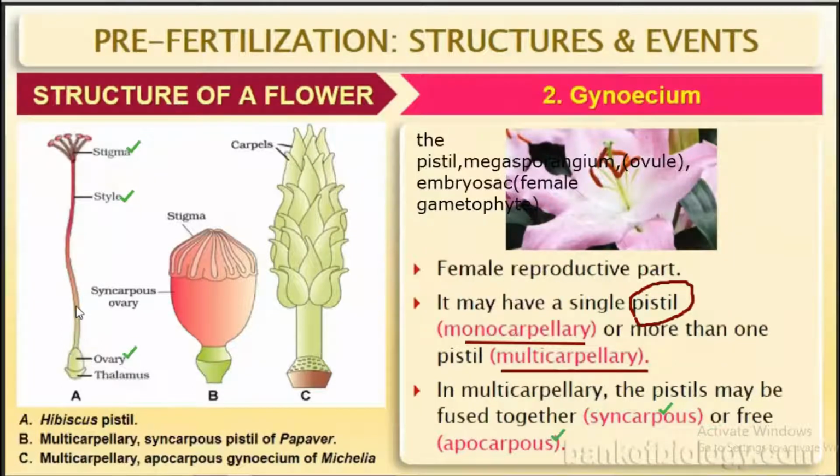The basal swollen portion is known as ovary. This long slender part is known as the style. And at the tip of this pistil or carpel, we can see the stigma. Actually, this is the landing part for the pollen grains.